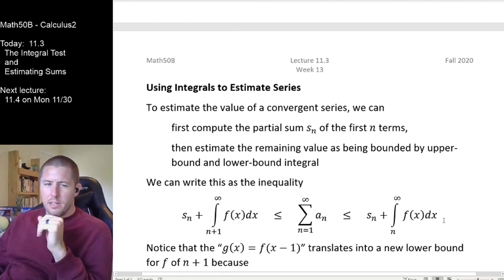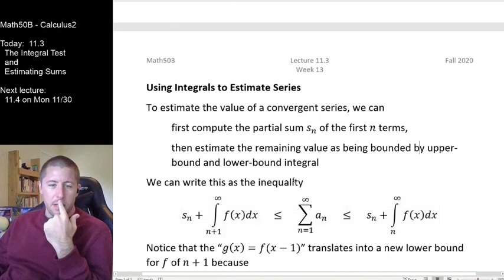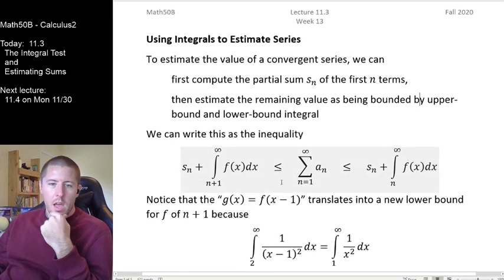I'm kind of hoping that you're sitting there being like, wait, what just happened? Why do we have n and n plus 1 right there? Those don't seem to make sense as the bounds right there. Here's the thing that's happening. Notice that when we went into Desmos and we did g of x equals f of x minus 1, that was a shift to the right.